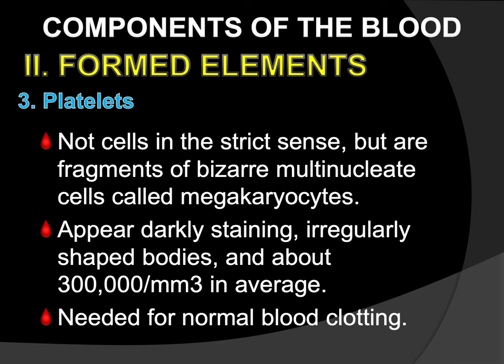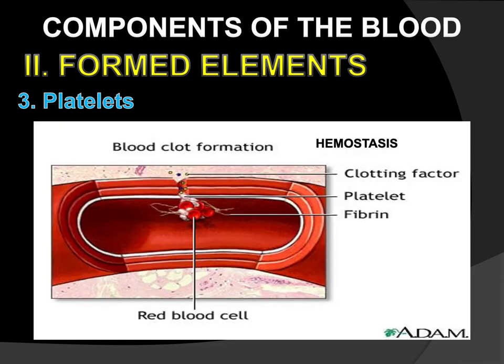The third of the formed elements are the platelets. They are not cells in the strict sense, but they are fragments of bizarre multinucleate cells which we call megakaryocytes. They appear darkly staining under the microscope, irregular ang shape niya, and it's about 300,000 per cubic millimeter on average. Platelets are needed for normal blood clotting. And this clotting process stops blood loss from broken blood vessels. Ito ay napaka-importanteng process ng hemostasis.